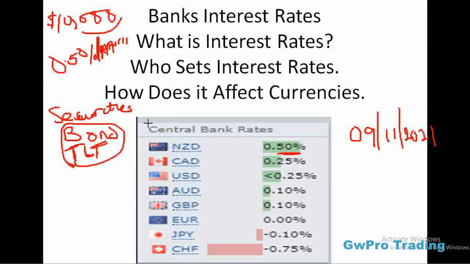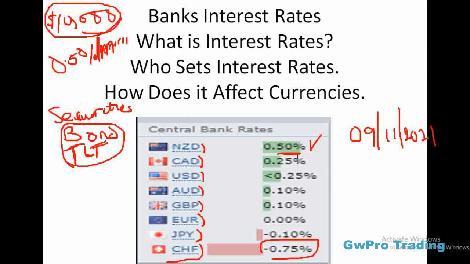Now say you have a lot of money, and you don't want to put it into an investment. All right, say you want to deposit it in the bank. Looking at all these various interest rates, or what the various banks are paying, we have the CHF, the JPY, the Euro, GBP, AUD, USD, CAD, NZD. Where will you likely put your money for a higher return? I'll put my money here on NZD.